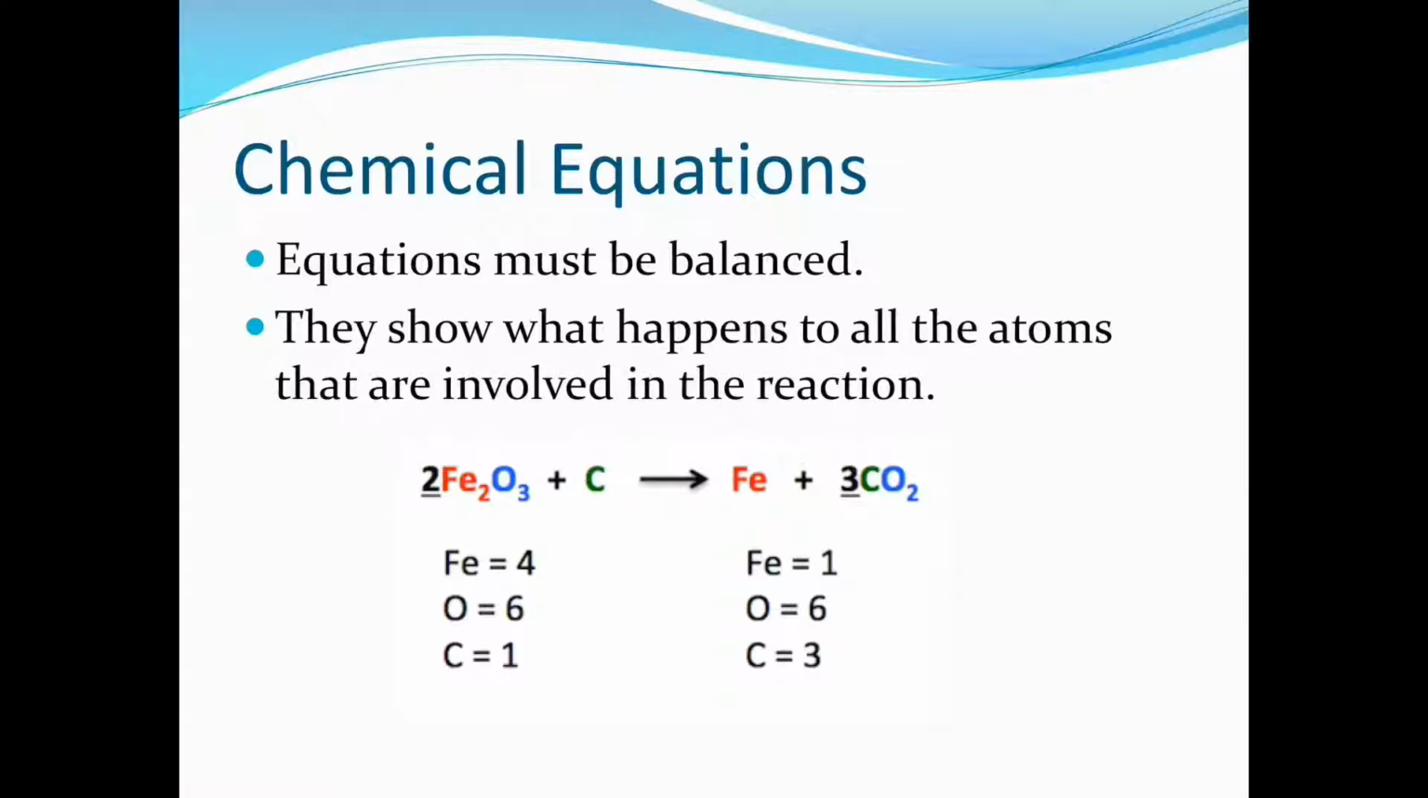Looking at the picture I have down here, you can see that we have 4 irons on the reactant side. Remember, the reactants is this side here. And we have 1 atom of iron on the product side. Basically saying we don't have a balanced chemical equation for this example. I'm going to show you how to balance it, but I just want you to be aware that this is what I mean when I'm talking about balancing. We have to make sure that this number and this number end up being the same.